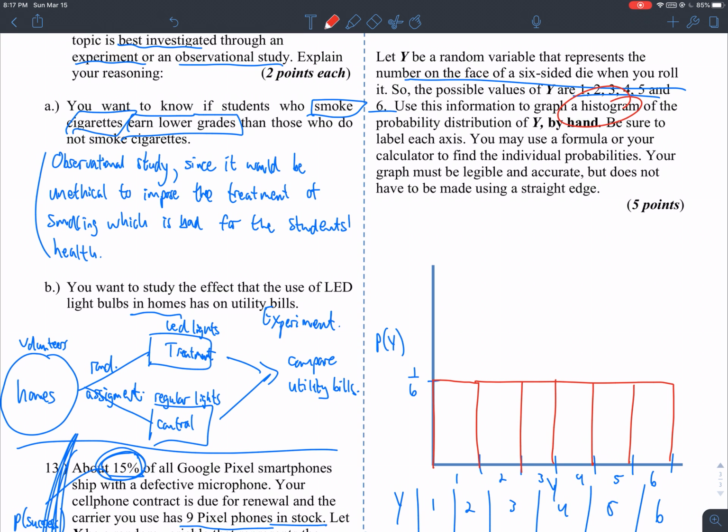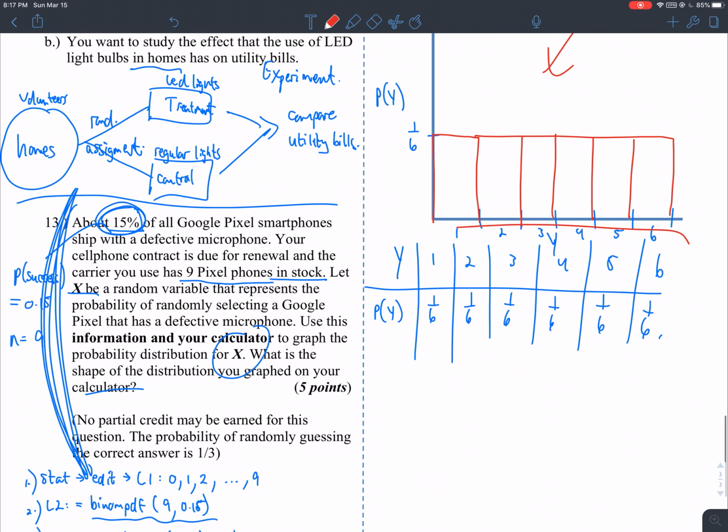This is the histogram. This is the table of the probability distribution.